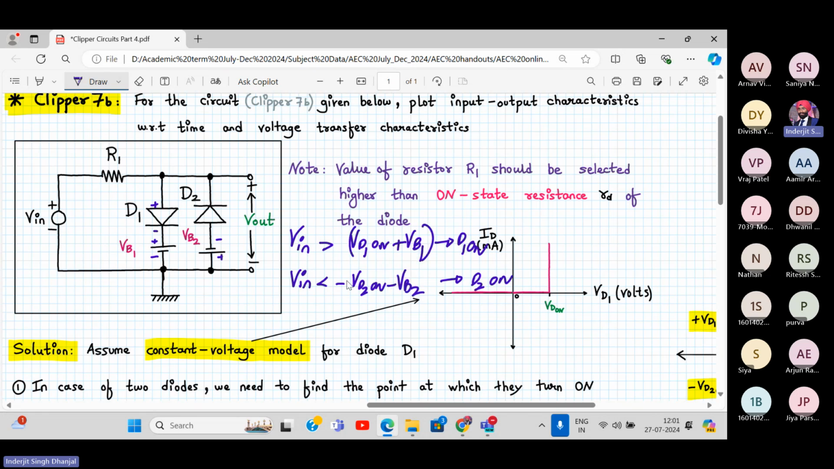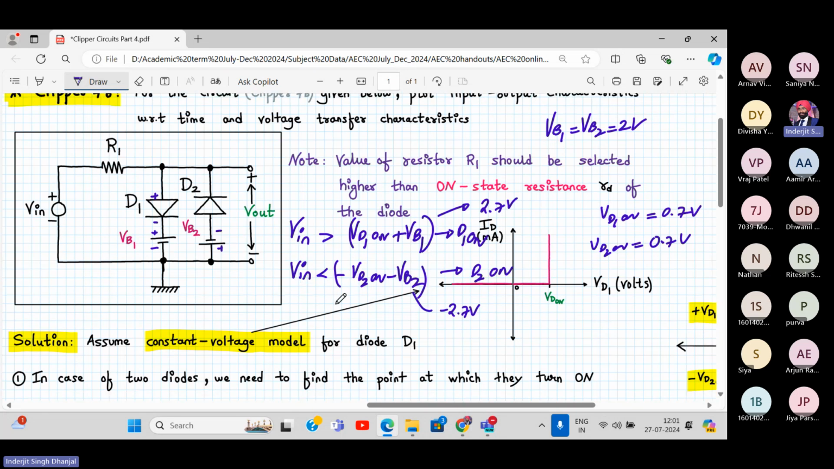Understood this level, everyone? So let's say VB1 is equal to VB2 is equal to 2 volt, and VD1 on and VD2 on is 0.7 volts. So this clipping level will be 2.7 volts. This clipping level will be minus 2.7 volts. Understood? Because VD1 on is 0.7, VD2 on is also 0.7 volt. Okay, that's it. And whenever Vin is between these levels, both the diodes will be off, as we have discussed.